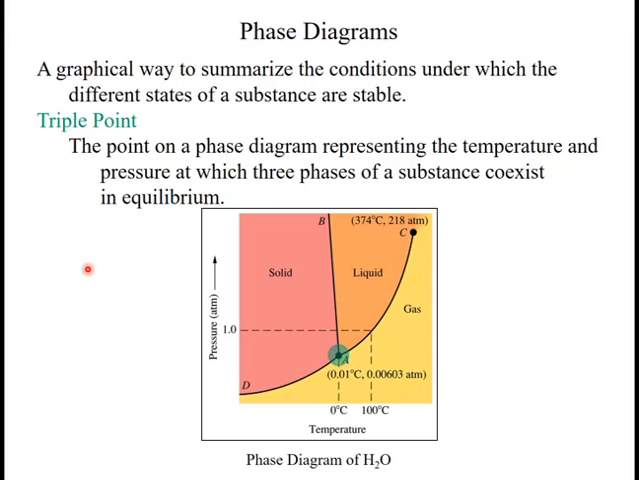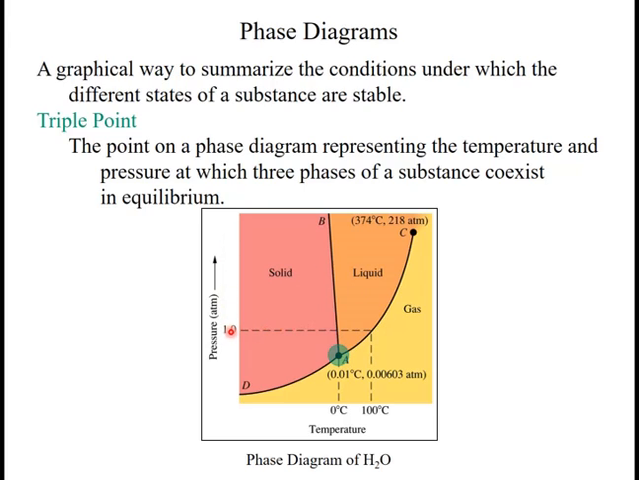In this section, we talk about phase diagrams. A phase diagram is simply a graphical way to summarize the conditions of different substances. So this right here is an example of a phase diagram. You have the three phases, solid, liquid, and gas, although some have multiple versions of solids, and I'll show you one of those too.